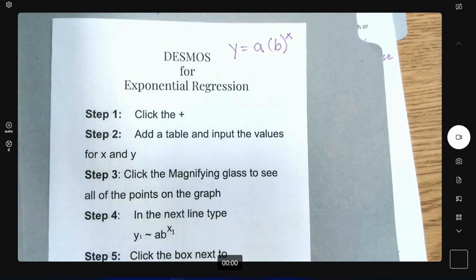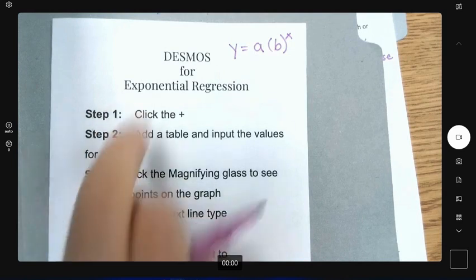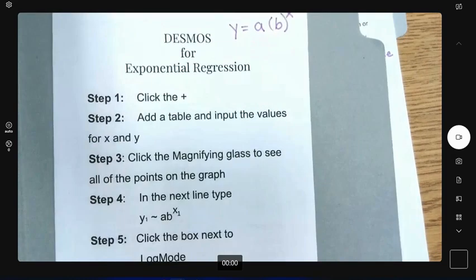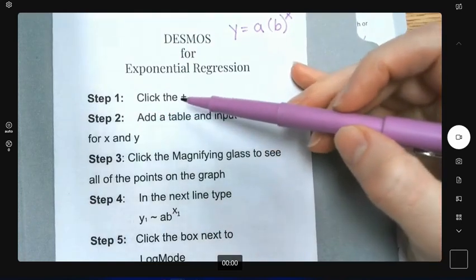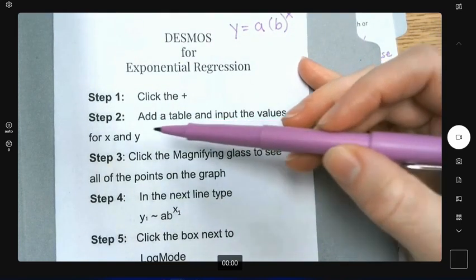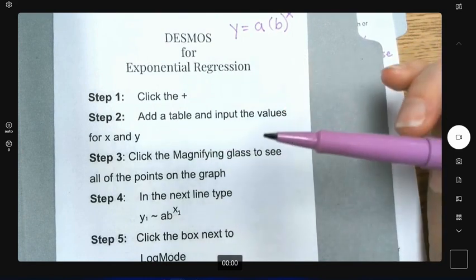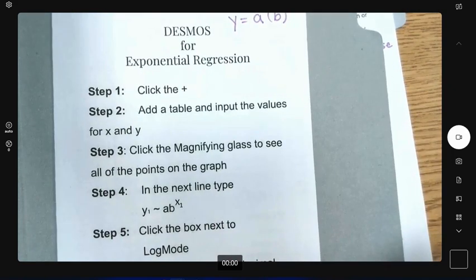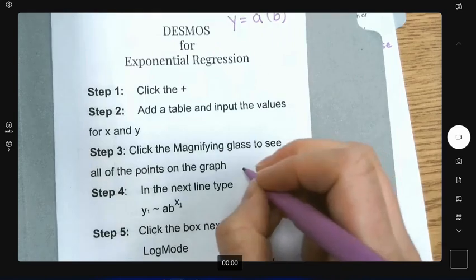We are going to follow these steps that we have on the front. So I'm going to go through them real quick, and then we're going to go through them on an actual problem. So just like with linear regression, you click the plus and add a table. You put in the x and y values into that table. You click the little magnifying glass to see all the points, and it should look like an exponential. It should have that curve to it.